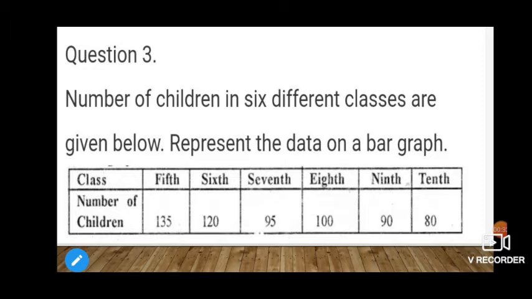Now in this class, we are going to discuss bar graph related questions, children, that exercise. In the last video, I already explained one sum and you did one sum. Now from the third sum, we are going to see. Now children, question number 3: the number of children in 6 different classes is given below. Represent the data on a bar graph.